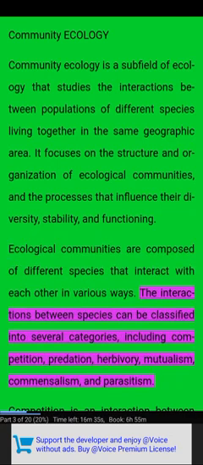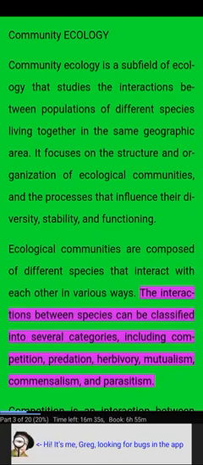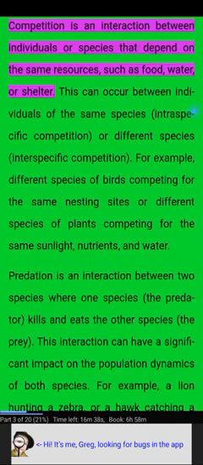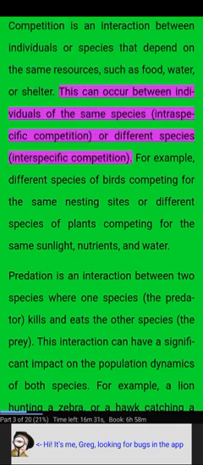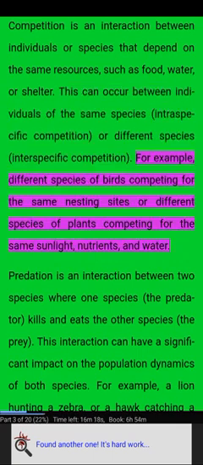The interactions between species can be classified into several categories, including competition, predation, herbivory, mutualism, commensalism, and parasitism. Competition is an interaction between individuals or species that depend on the same resources, such as food, water, or shelter. This can occur between individuals of the same species, intraspecific competition, or different species, interspecific competition. For example, different species of birds competing for the same nesting sites or different species of plants competing for the same sunlight, nutrients, and water.